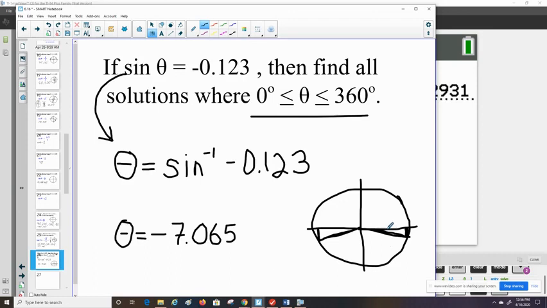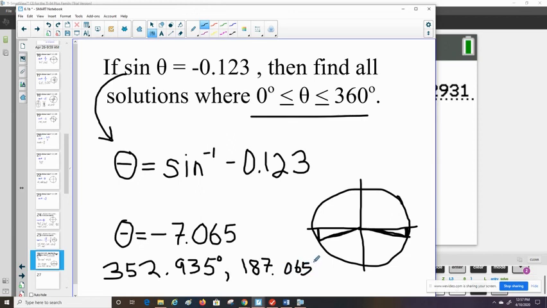So I'm going to do 360 minus 7.065. Calculator tells me 352.935. And then the one that's over in the third quadrant, that's 7.065 degrees more than 180 degrees. So I'll do 180 plus 7.065. And I get my last answer of the day, 187.065.